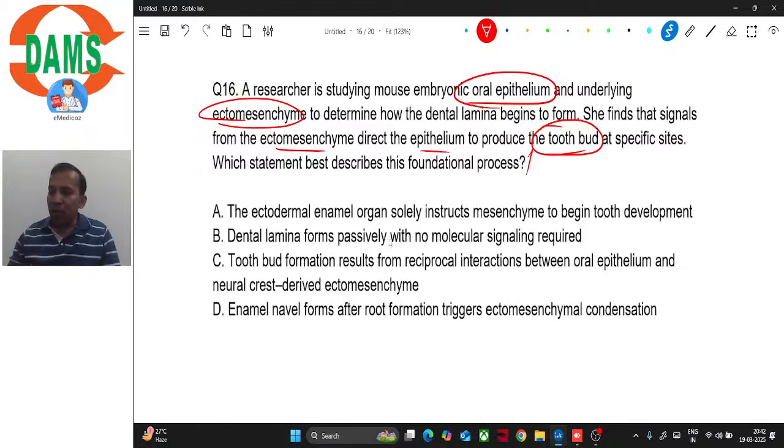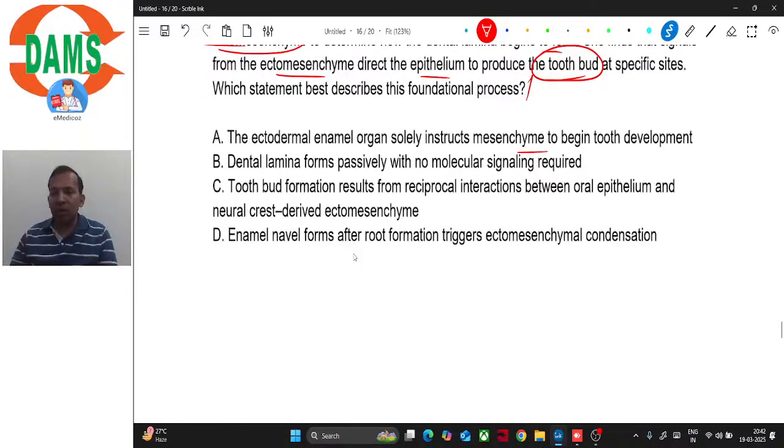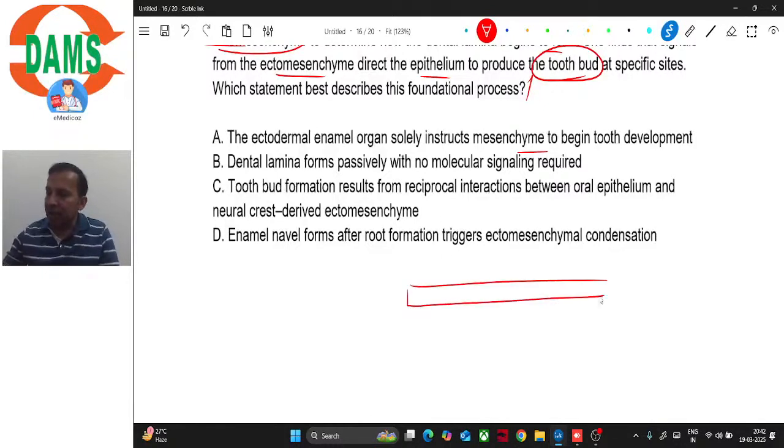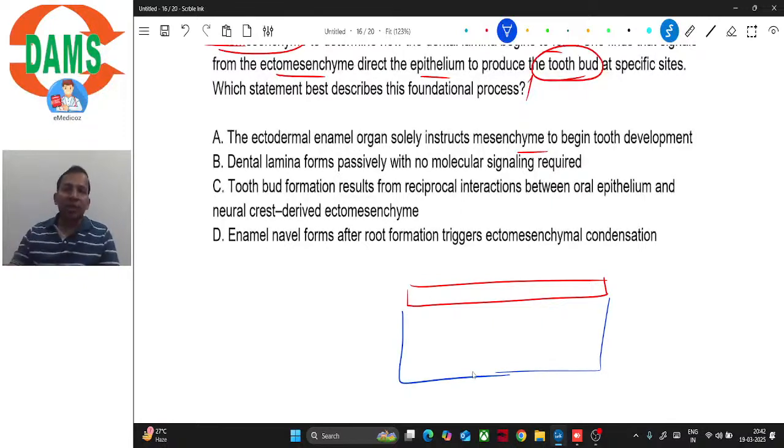The ectodermal enamel organ solely instructs mesenchyme to begin tooth development. So basically the question is talking about epithelium ectomesenchyme interaction, isn't it? And during the class we have studied that the epithelium and the underlying connective tissue interact with each other. They each secrete some growth factors, isn't it?